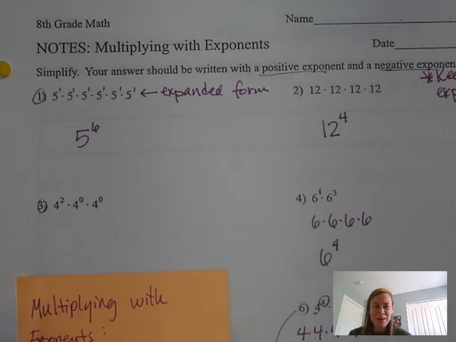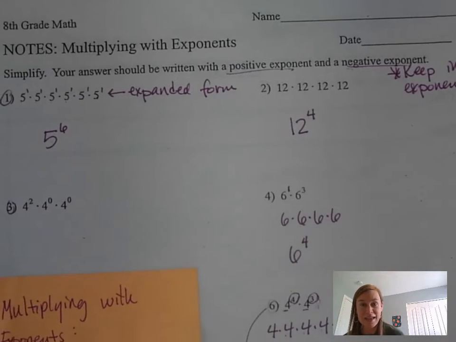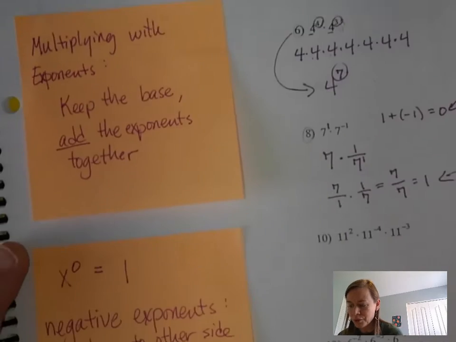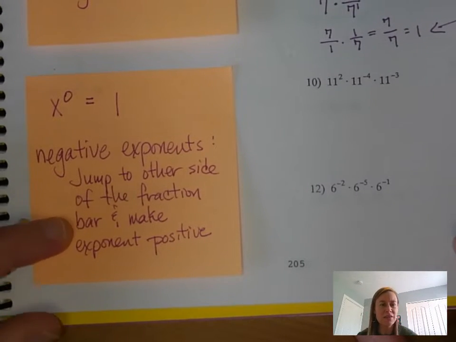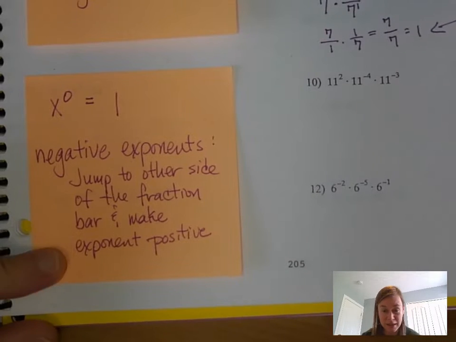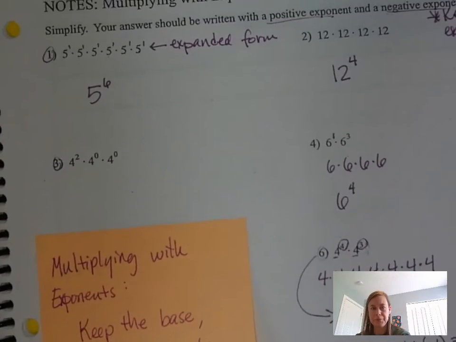Okay, so now I've ignored this instruction of putting a negative exponent for long enough. Let's go ahead and add some negative exponents to these. Let's review our rule first. Negative exponents means you're going to jump to the other side of the fraction bar, and then you'll make that exponent positive. Okay, let's do that on the ones we've answered so far.